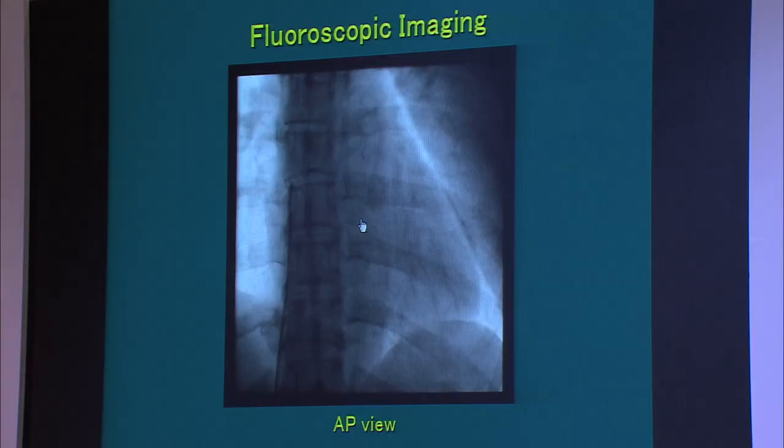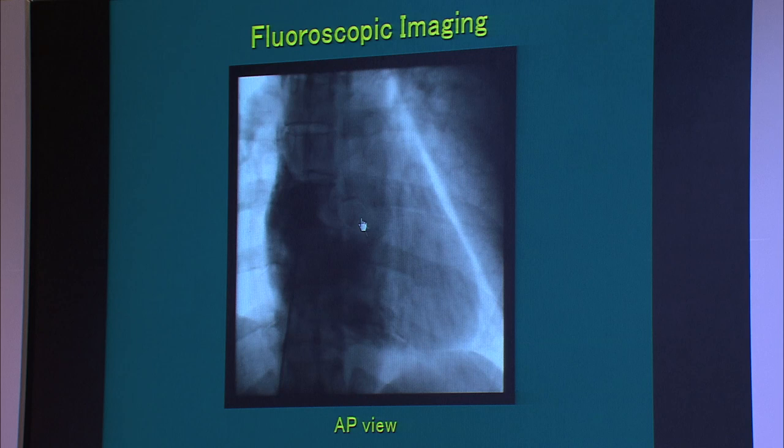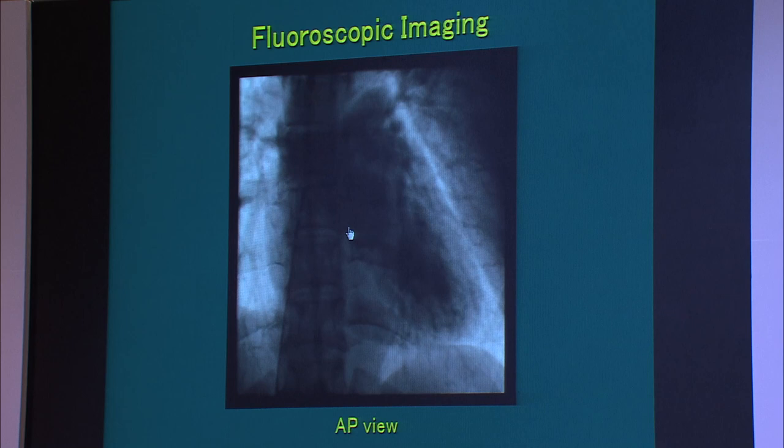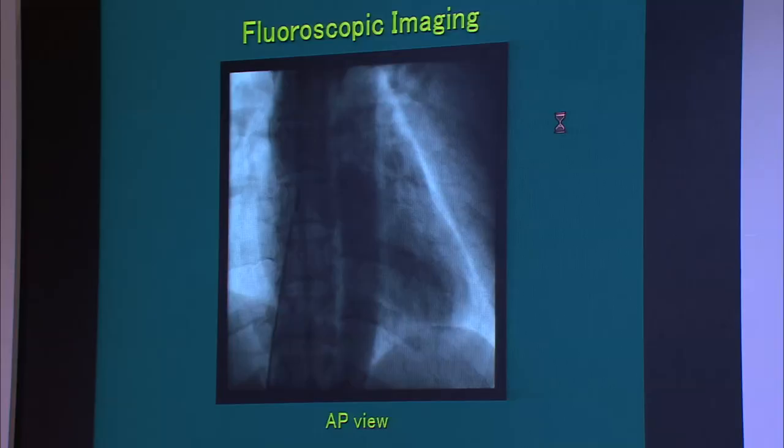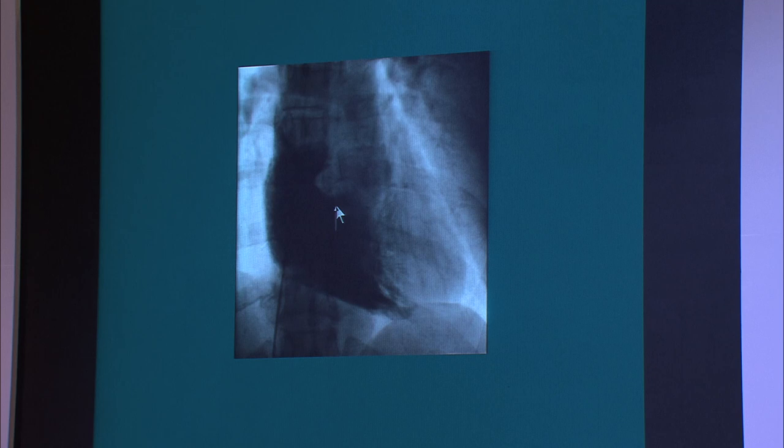This is related to the conduction system. But the most important thing is this point here. In the arterial phase, this point is just beneath the NCC-RCC commissure, just beneath the NCC, RCC commissure. This is the membranous septum.